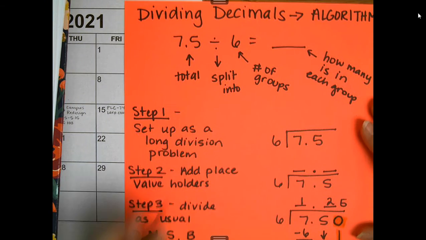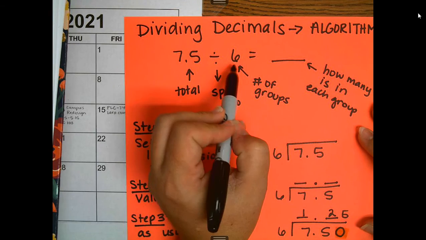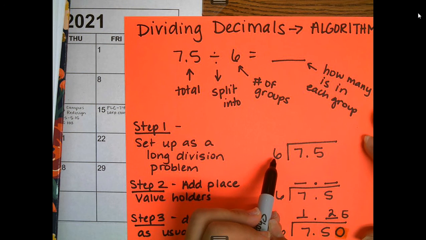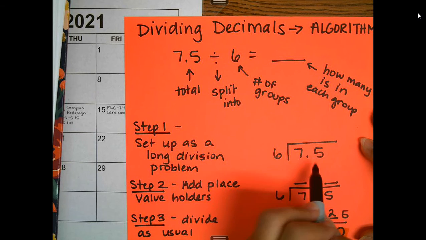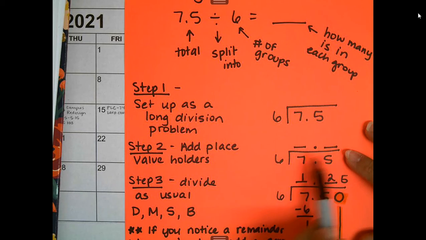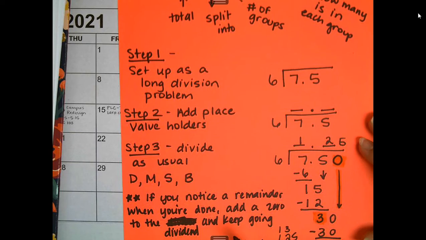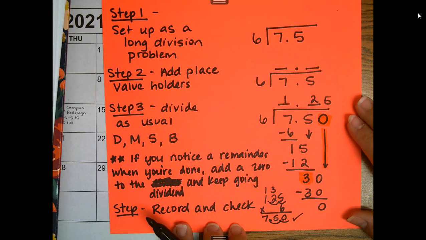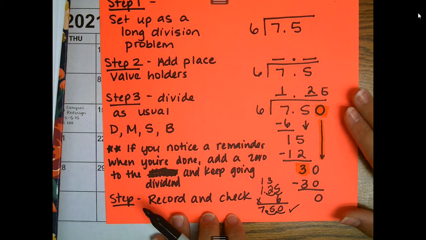So again, just really quick, you've got your dividend, your divisor. Your dividend will go on the inside of your division bar. Your divisor will go on the outside. If you notice that that divisor is a whole number, that decimal point needs to go straight up. Add those place value holders just to show where you're going to place your numbers. Divide it like normal, like you would with long division. Your steps are divide, multiply, subtract, bring down.